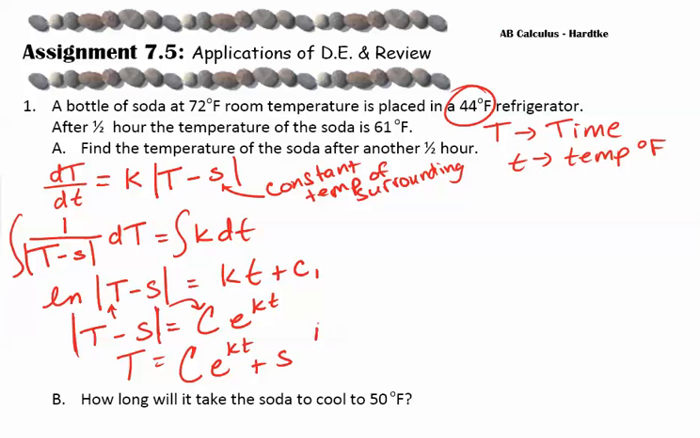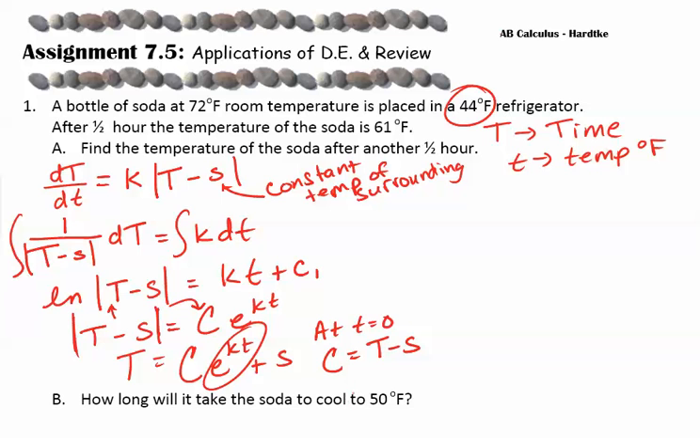So now let's think what happens at time 0. At time 0, we would have e to the 0 power would just become 1. So our constant would be equal to T minus S. So C in each of these problems. So if you did a lot of Newton's law of cooling, you might just go right to this formula instead of deriving it over and over and over again. So we know what C is going to be in this specific example.